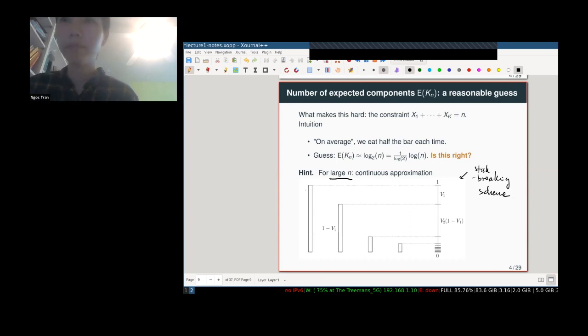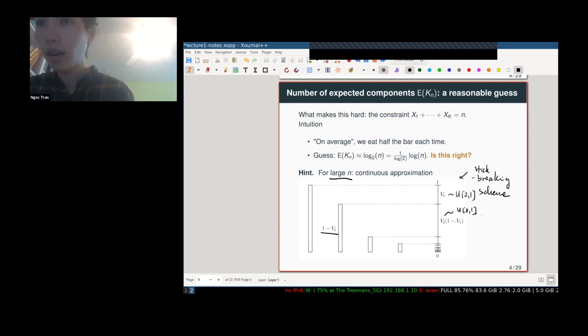Okay, and how does the stick breaking scheme work? First, I draw a point uniformly at random, continuously, between 0 and 1. So this is uniform on 0, 1. Now it's the same business: I throw away this piece and look at the remaining piece. The remaining piece has size 1 minus V1. And now I draw an independent V2, which is uniform on 0, 1.